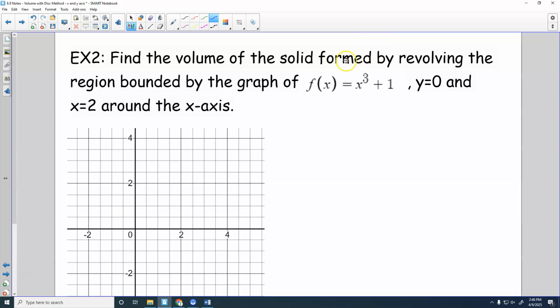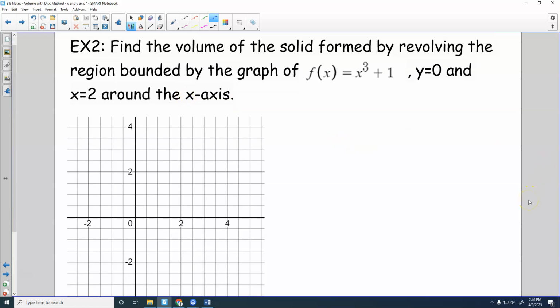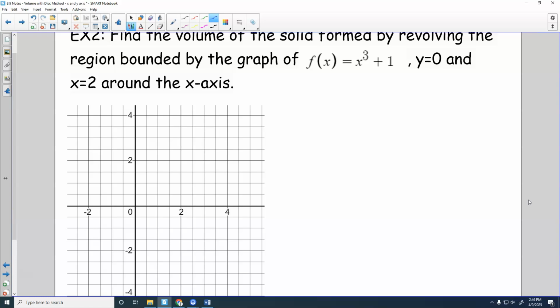All right, we are going to find the volume of the solid formed by revolving the region bounded by the graph of f of x equals x to the third plus 1, y equals 0, and x equals 2 around the x-axis. So I want to sketch a graph of this.